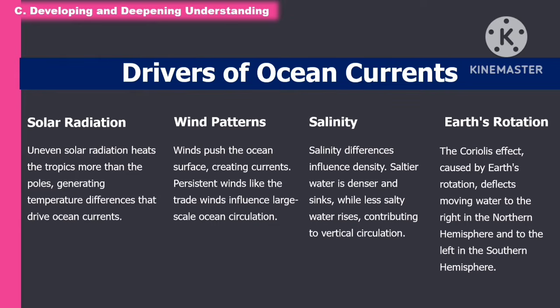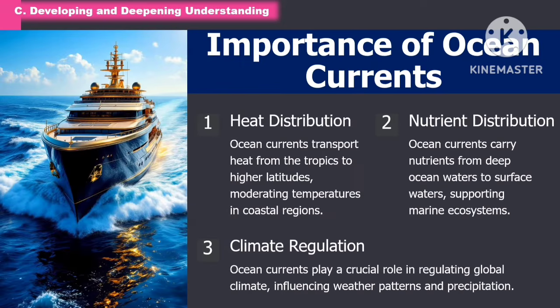The third one is the salinity. So salinity differences influence density. Saltier water is denser and sinks, while less salty water rises, contributing to the vertical circulation. And the last one is the Earth's rotation. The Coriolis effect caused by the Earth's rotation deflects moving water to the right in the northern hemisphere and to the left in the southern hemisphere.